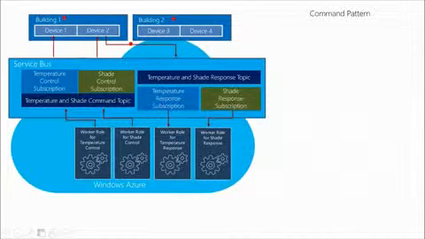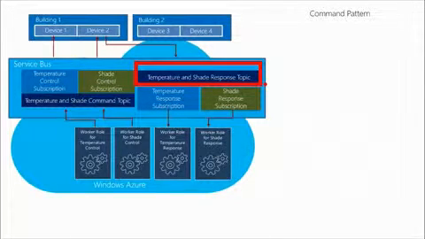Well, with the Azure Service Bus, you have this concept known as topics and subscriptions. So notice, for example, device 1 and 2 could write information over here to the temperature and shade response topic. It might report the temperature in the building or the amount of light, the ambient light. Well, you could have worker roles over here that subscribe to the temperature subscription, and this worker role would just get temperature information. It wouldn't get ambient light information.